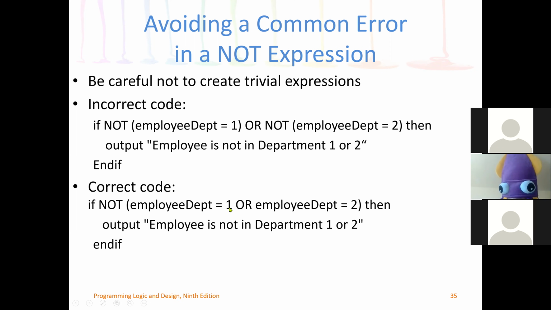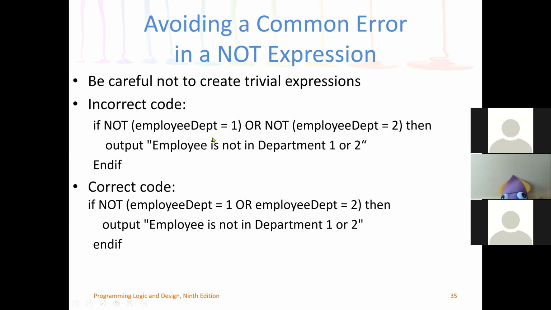Employee department is equal to 1. Is it true or false? If it's true, then don't even check the second one, because whether the second one is true or false, we still get true. So which means all the condition here is true. Not true will give me false, or not false will give me again true.